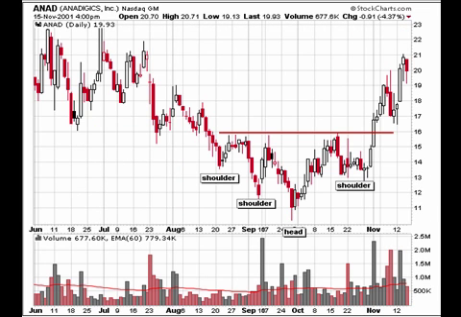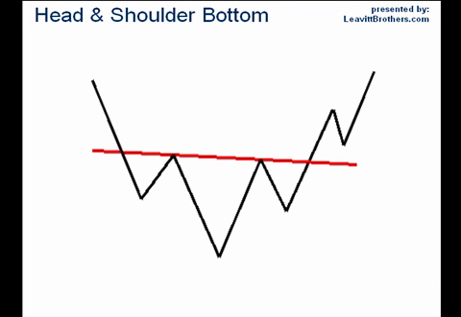ANAD. Kind of a messy pattern, but the neckline was easy to identify. Two left shoulders formed, and that sometimes happens, and it doesn't invalidate the pattern. Volume was solid on the break, and then it was time to contend with resistance from the left side of the chart. That wraps up this tutorial.